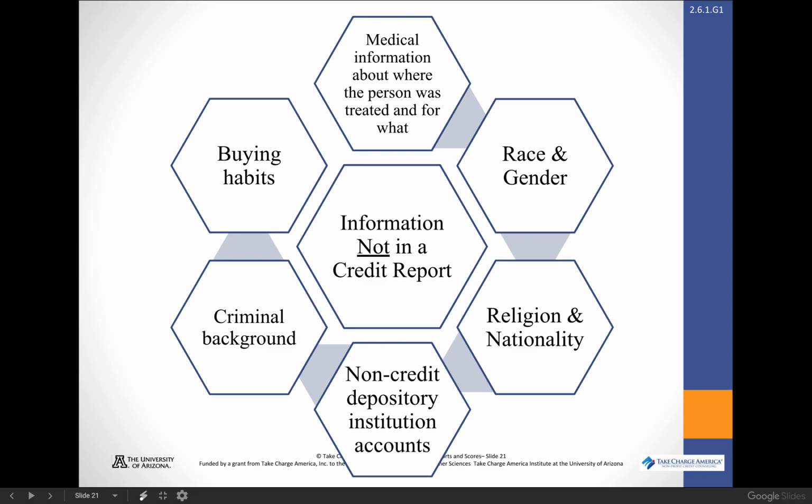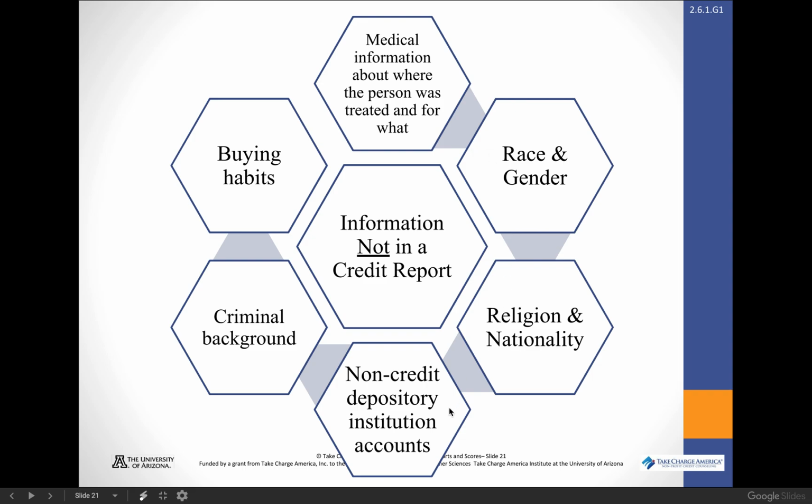Some information that is not going to be reported in a credit report, meaning that it is not reported to a CRA, is any of that medical information. So the hospital may send in information about you if you didn't pay your emergency room bill, but they're not actually going to report any of the medical information. They're only going to report the amount of money that you owe them. They do not identify ethnicity, gender, religion, country of origin, anything like that.